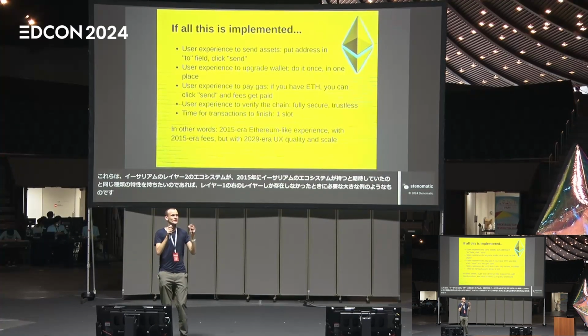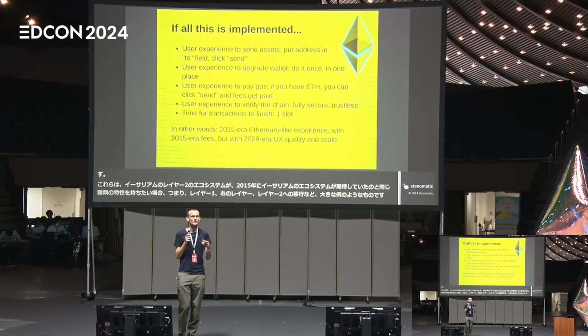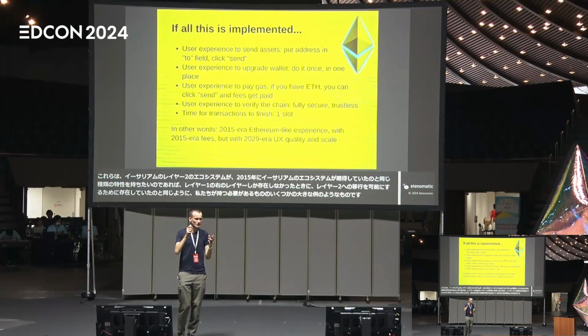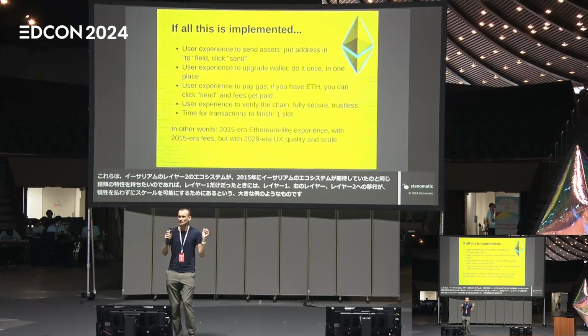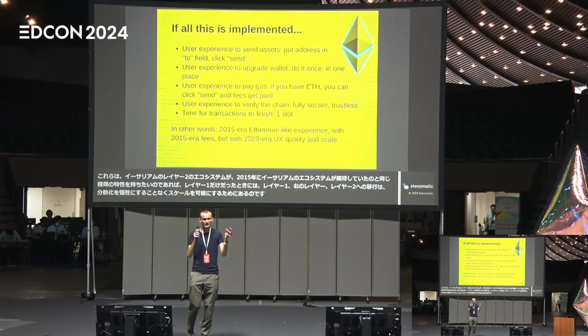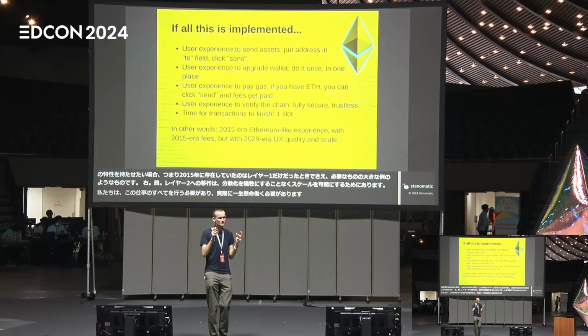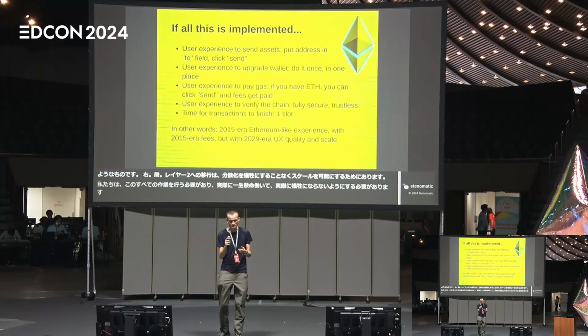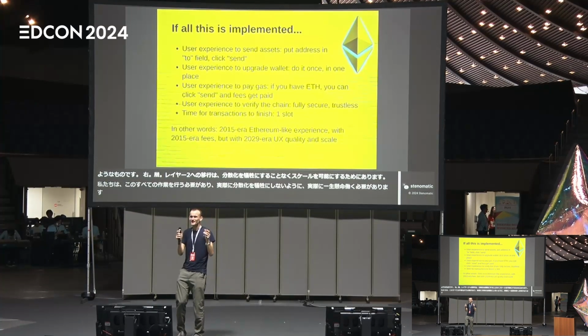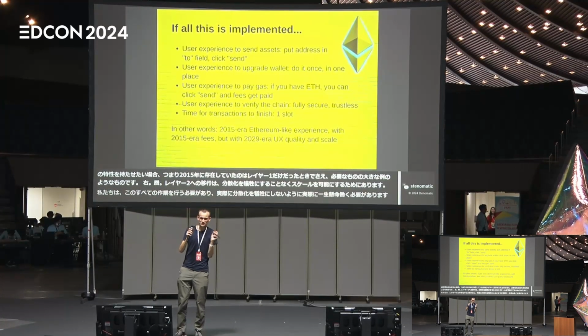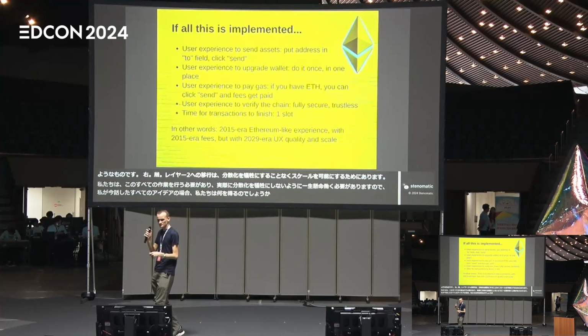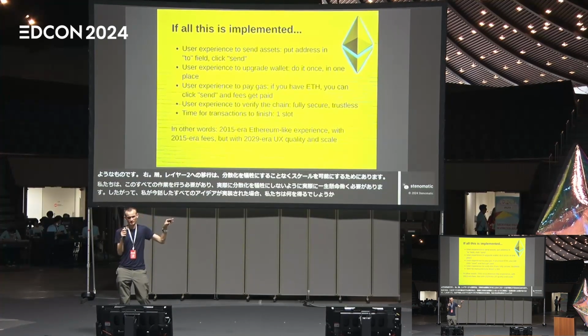The transition to layer 2 is there to enable scale without sacrificing decentralization. And we need to do all of this work. We need to actually work hard to make sure that we actually do not sacrifice decentralization. So what do we get if all of the ideas that I just talked about are implemented? Let's talk about the user's experience.